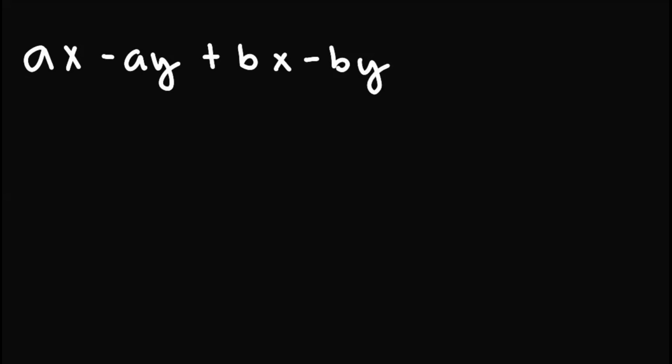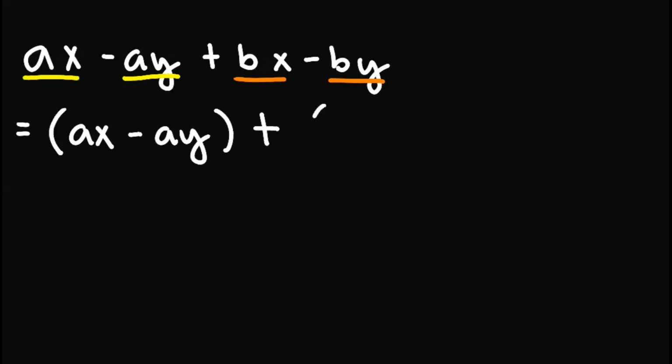what we'll first do is we'll try to group these terms in such a way that we can factor out a certain term. Observe that the first term has a common factor of a with the second term. The third term has a common factor of b together with the last term. So, pairing this up, we'll have ax minus ay plus bx minus by.